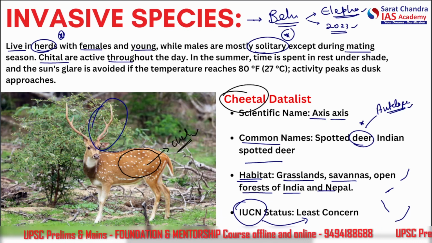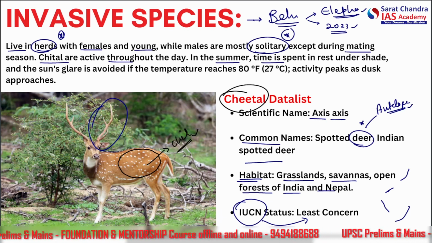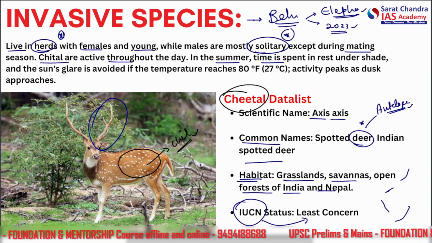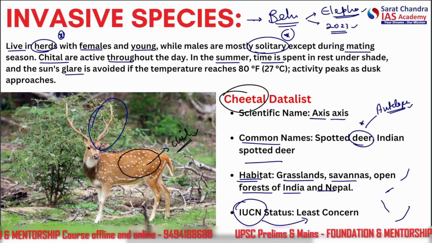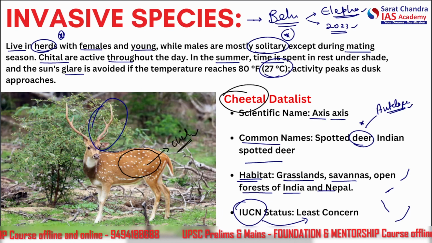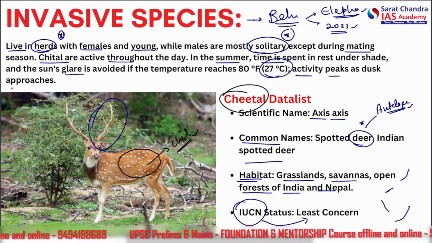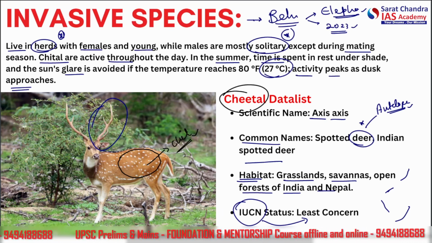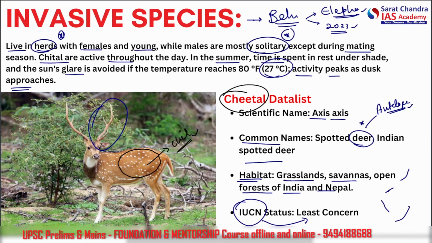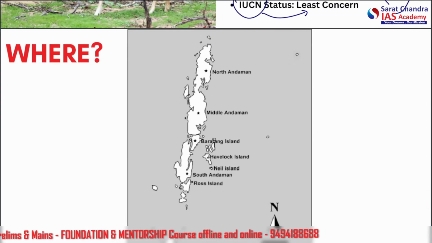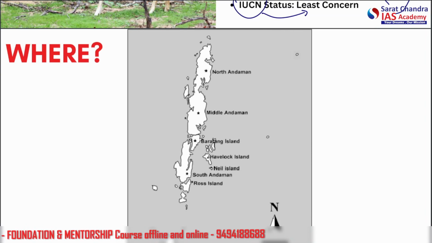Cheetal are active through the day. In the summer, time is spent resting under the shade, and the sun's glare is avoided if the temperature reaches more than 27 degrees Celsius. Their activity peaks as dusk approaches, and that is also the time predators are active. Now let's talk about where they have become an invasive species. The answer for this is the Ross Island.